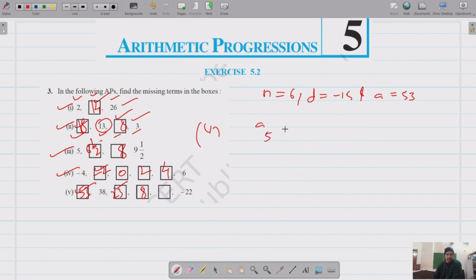Coming on to the fifth one, it is A plus 4D, and A is 53, so 4 into minus 15, so that is 53, and it's minus 60, so that gives us minus 7. So this is minus 7, so that finishes our question number 3.